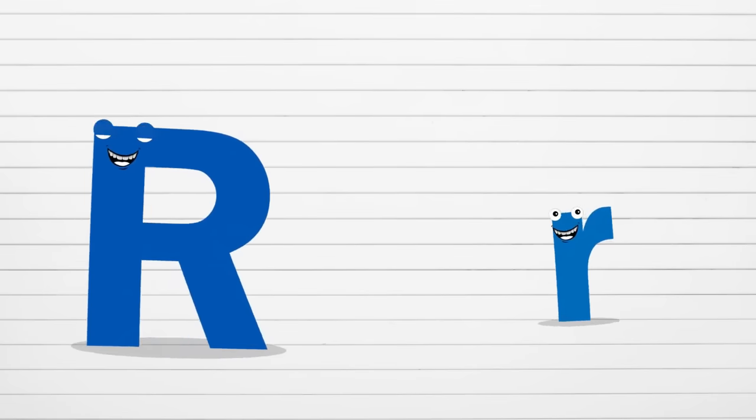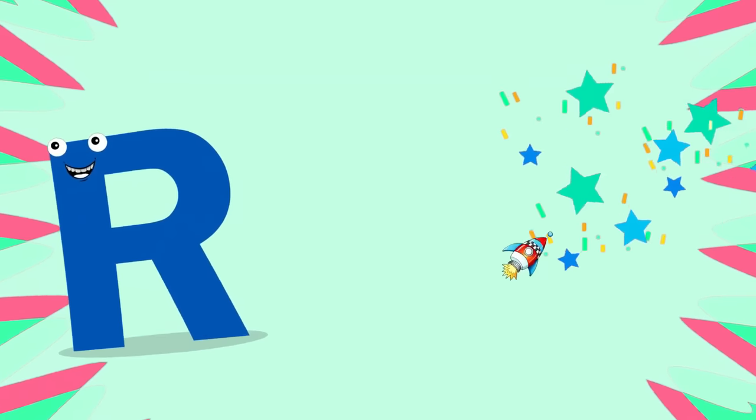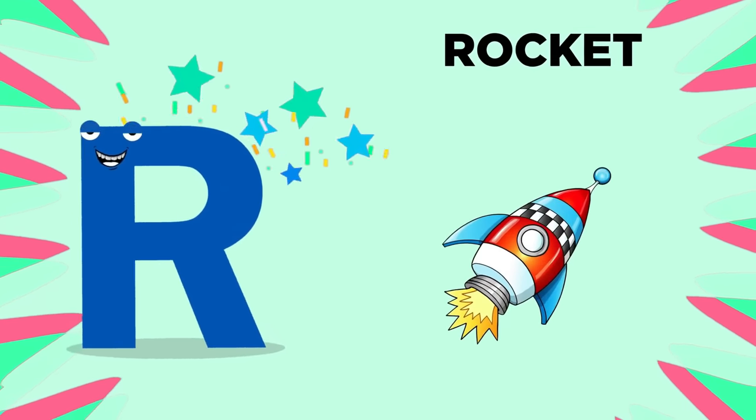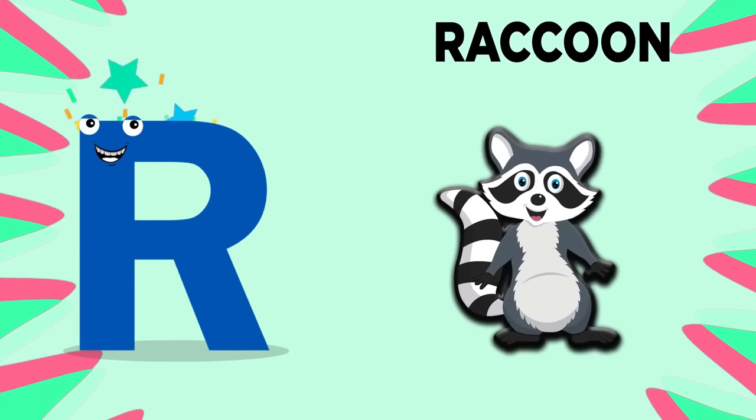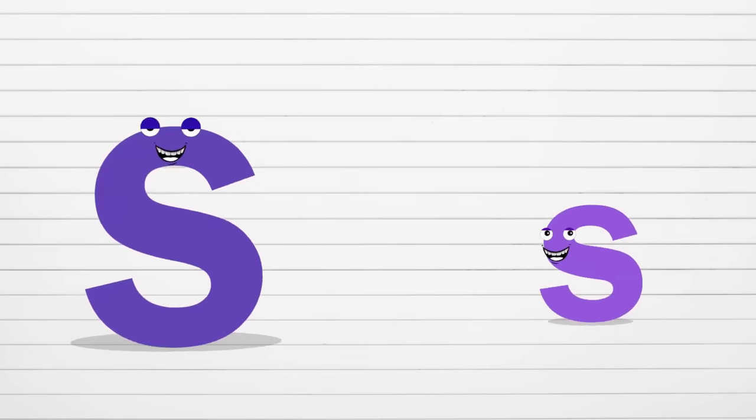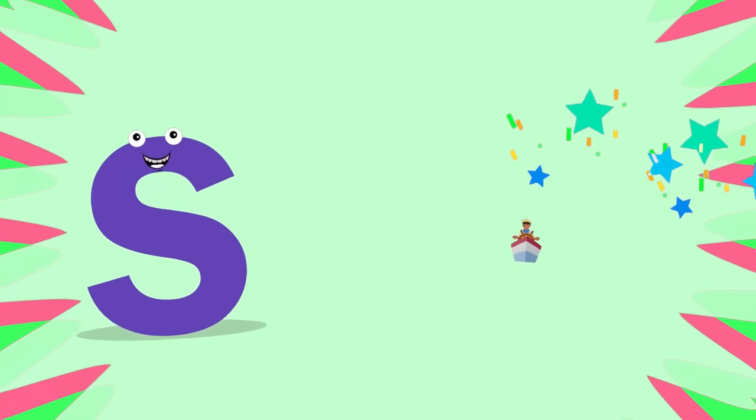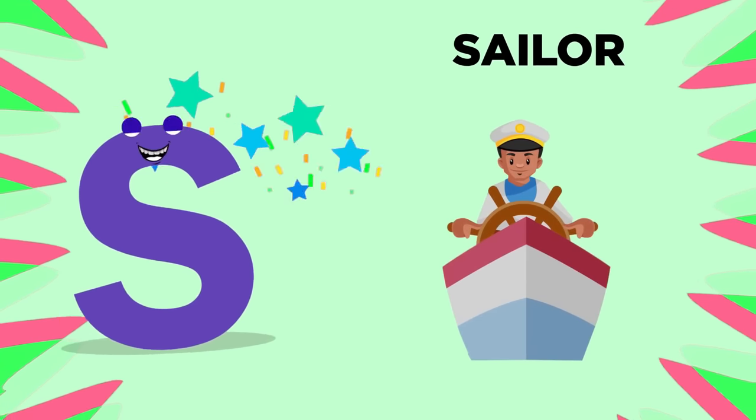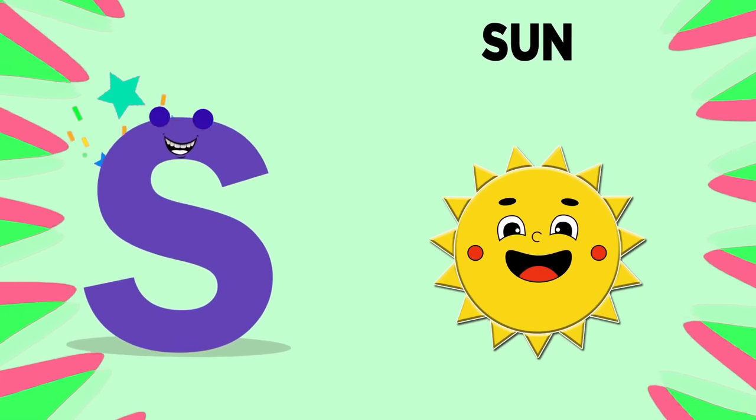R, R, R, R. R for rocket, R, R, rocket. R for raccoon, R, R, raccoon. S, S, S, S. S for sailor, S, S, sailor. S for sun, S, S, sun.